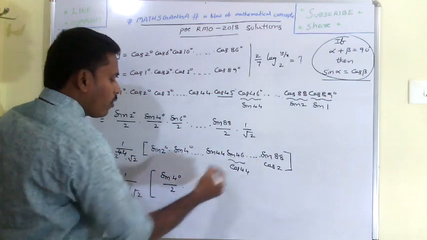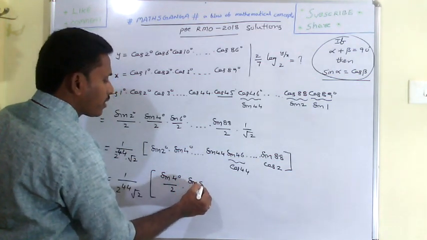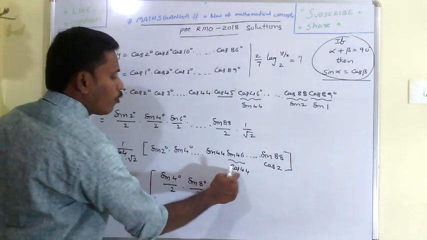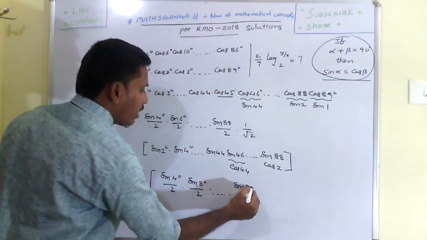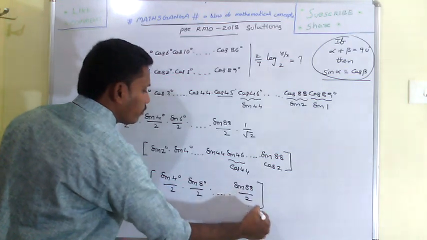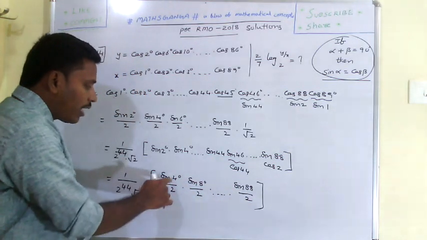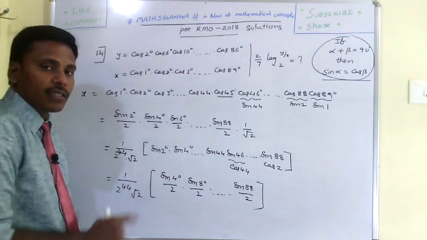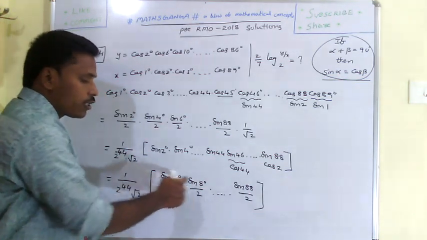Again sin 4 and then you have cos 4 there, that will be sin 8 degrees by 2. Like that if you continue, sin 44 into cos 44 is nothing but sin 88 by 2. Now if you observe the difference between the angles, this is 4 and this is 8, and next you will get it as 12. The difference between the angles is 4 degrees.